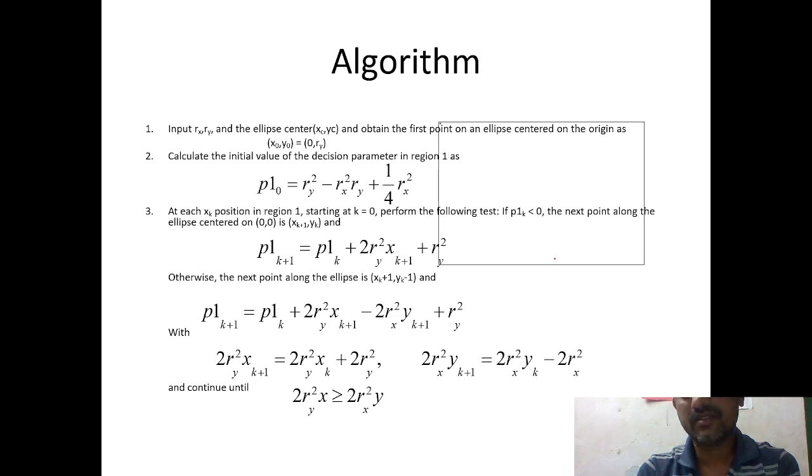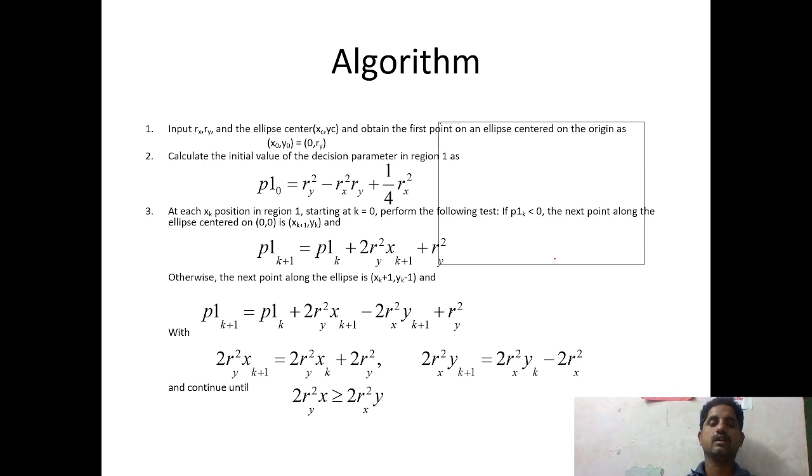If p1k is less than 0, the next point along the ellipse centered on (0, 0) is (xk plus 1, yk) and p1k plus 1 equals p1k plus 2 ry square xk plus 1 plus ry square. Otherwise, the next point along the ellipse is (xk plus 1, yk minus 1) and p1k plus 1 equals p1k plus 2 ry square xk plus 1 minus 2 rx square yk plus 1 plus ry square, where 2 ry square xk plus 1 equals 2 ry square xk plus 2 ry square, and 2 rx square yk plus 1 equals 2 rx square yk minus 2 rx square. And continue while 2 ry square x is less than 2 rx square y.